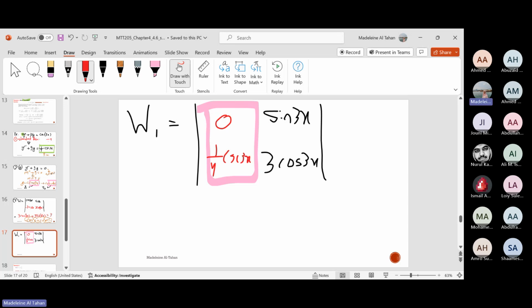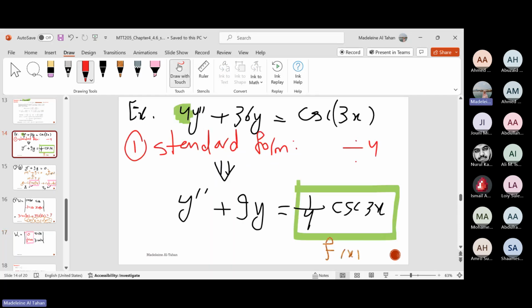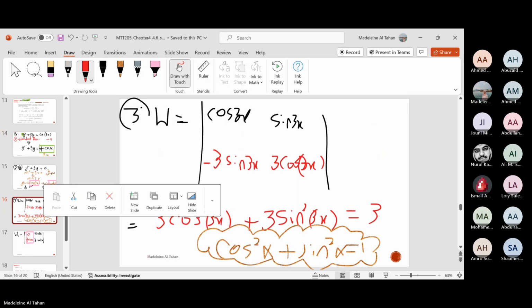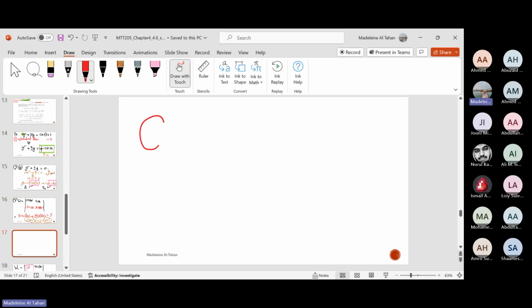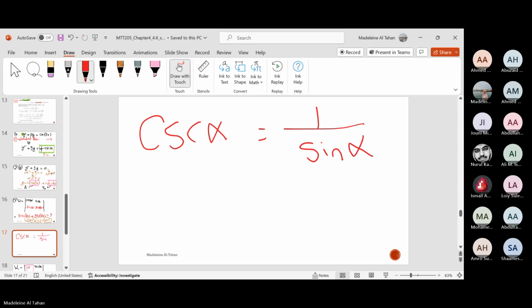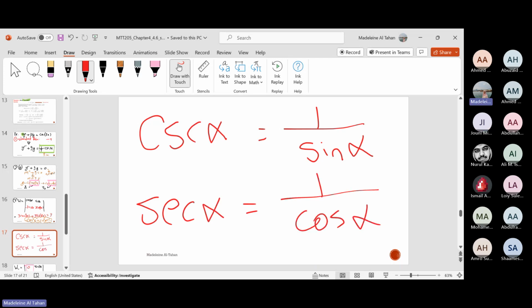One over 4 cosecant 3x, right, miss? Wasn't this one f of x? Yes. Okay. What's cosecant alpha? It's equal to what? And secant alpha is equal to 1 over cosine alpha.